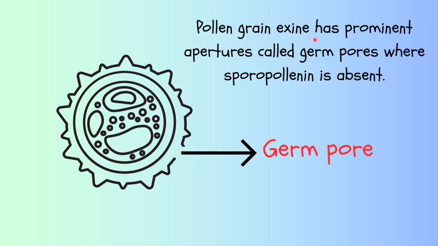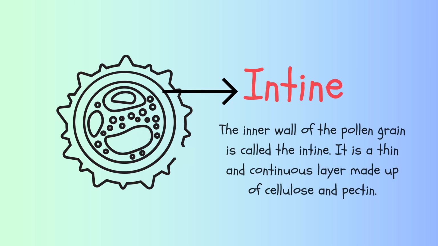The pollen grain exine has prominent apertures called germ pores, where sporopollenin is absent. So this area is called the germ pore, where sporopollenin is absent. The inner wall of the pollen grain is called the intine. It is a thin and continuous layer made up of cellulose and pectin. So the second layer is called the intine.